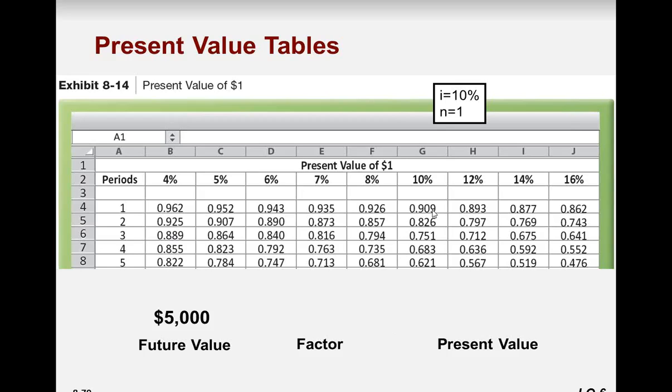My present value, depending on the number of years, so if it's 1 year, it's going to be the 0.909 for my factor. I would take that times my 5,000, and there's my 4,545 again that we put in that first year to get to 5,000 at the end of a year, if you recall that.